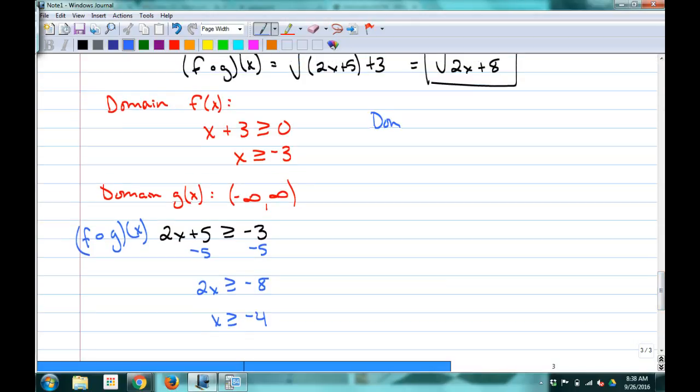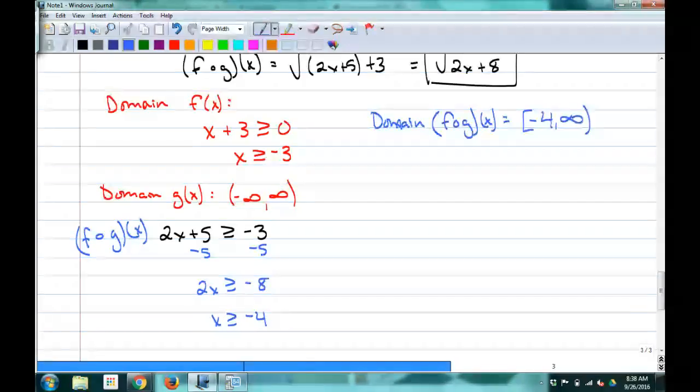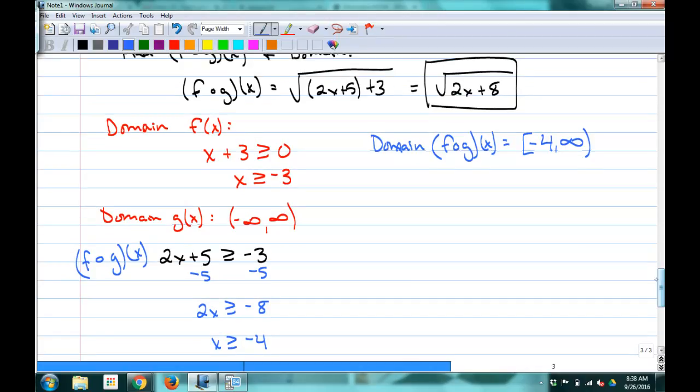So the domain of f composed with g of x is -4 to infinity. Now, keep in mind, that should be the same answer as if I took what's under the radical here and set it greater than or equal to 0. Is it the same? If I set 2x plus 8 greater than or equal to 0, do I end up with x greater than or equal to -4? I do. I end up with the same answer there.